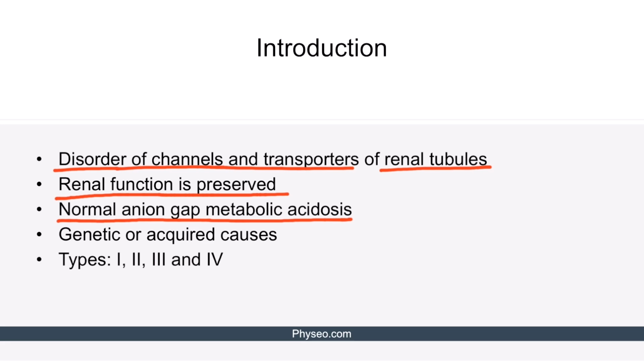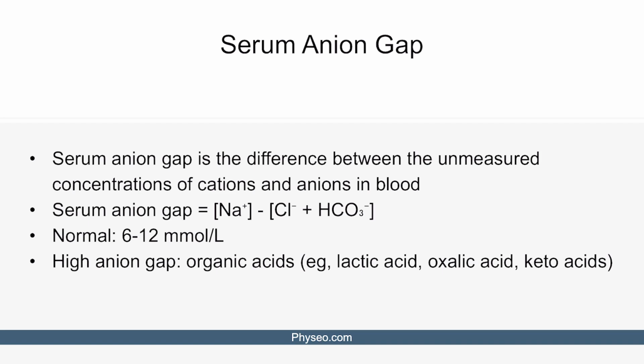The causes of RTA can be either genetic or acquired, and it can be divided into four types, 1 through 4. Before we get into the specific types, let's quickly review two important concepts: serum anion gap and urine anion gap. Let's start with serum anion gap.